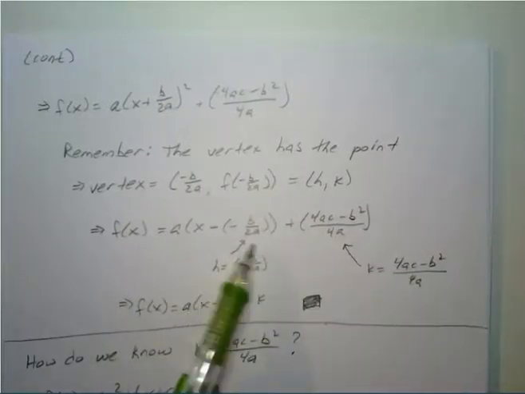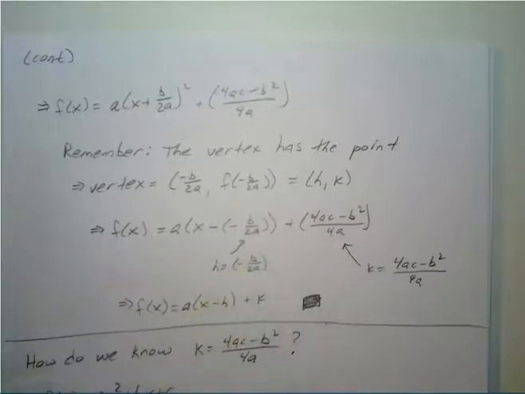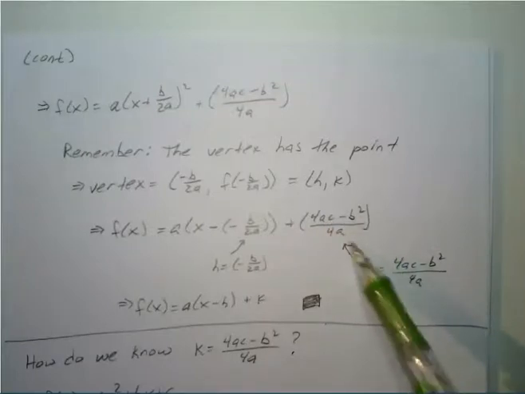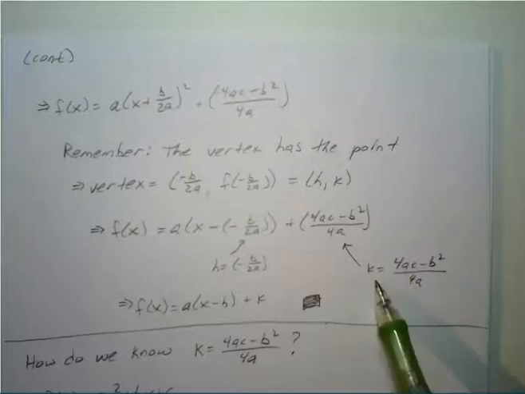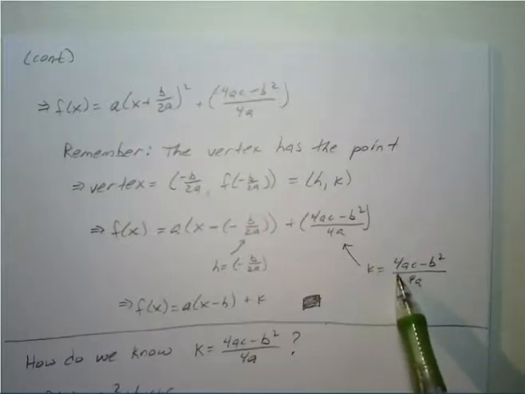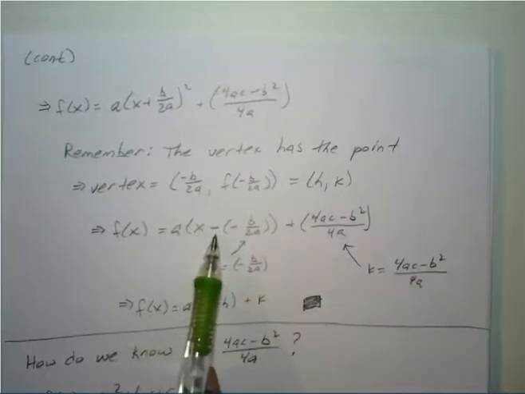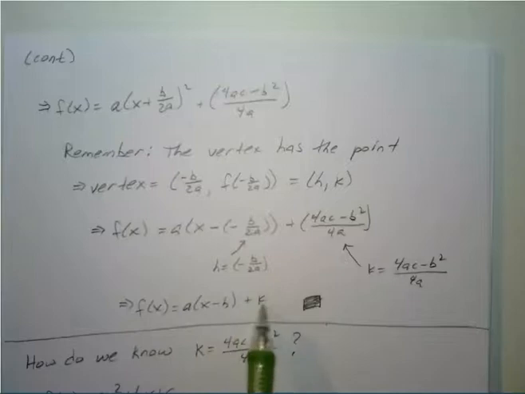So our h is our negative b over 2a, which is the x value of our vertex, and our k is (4ac minus b squared) over 4a. You don't have to remember that to solve the equations or anything in the future, but it's one of those things that are helpful with the proof. We just assign that as a value of k. So we have f of x equals a (x minus h) squared plus k.